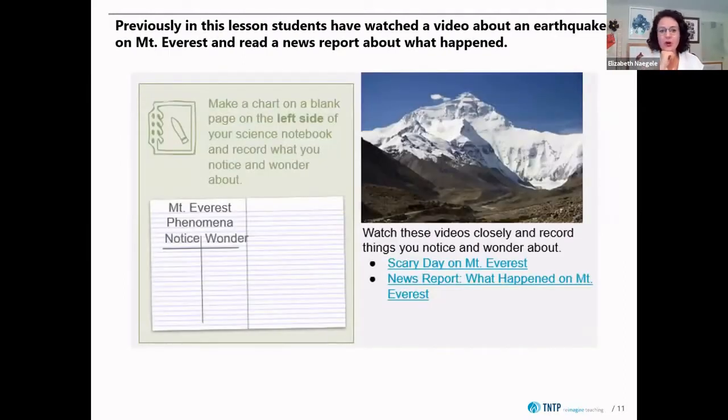Prior to this video, kids watched a video called A Scary Day on Mount Everest. It was about an earthquake on Mount Everest. Then they read a news article about that day on Mount Everest. As they explored both of those artifacts, they filled out a chart for what they noticed and what they wondered, and then they discussed it in small groups. So we're going to pick up in the lesson where they've finished with a small group conversation, and now they are discussing with the whole class.